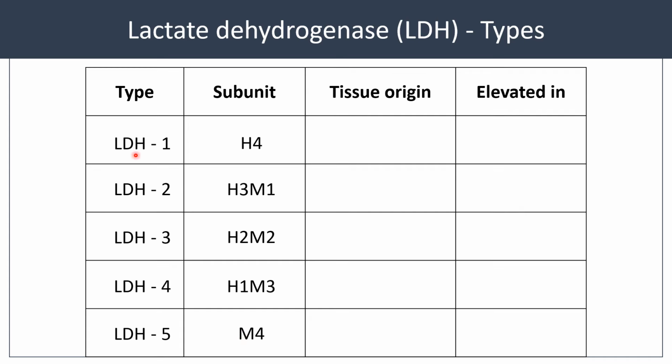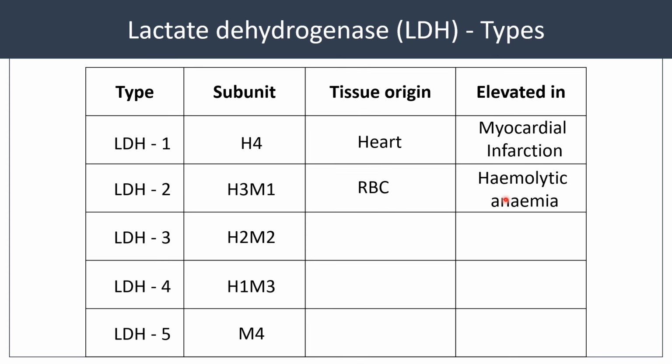LDH1 will be present, that is, it will be secreted in cardiac tissue, so it will be elevated in myocardial infarction. LDH2 will be produced from RBC, so it will be elevated in hemolytic anemia. LDH3 will be produced from brain and kidney, so it will be elevated in meningitis as well as in conditions related to brain and kidney malignancies.